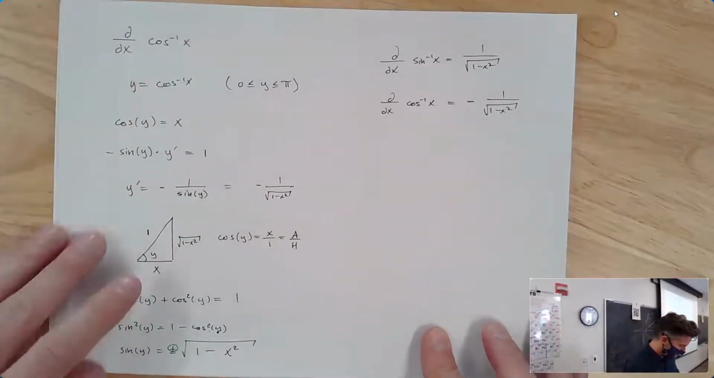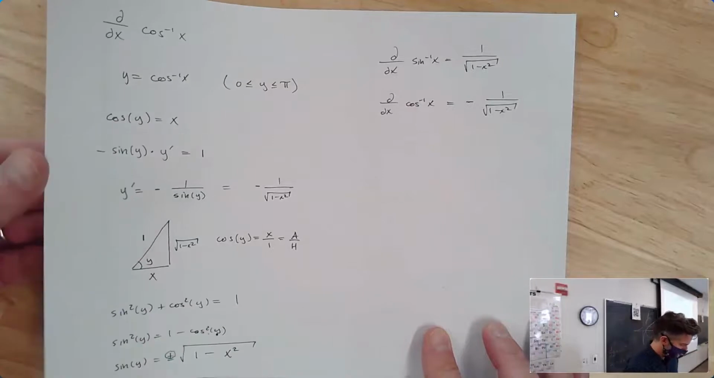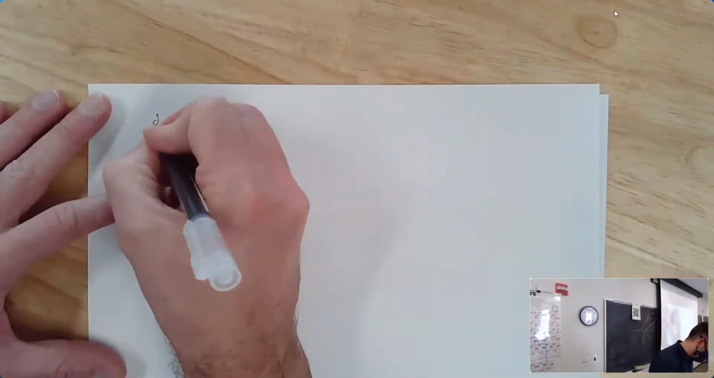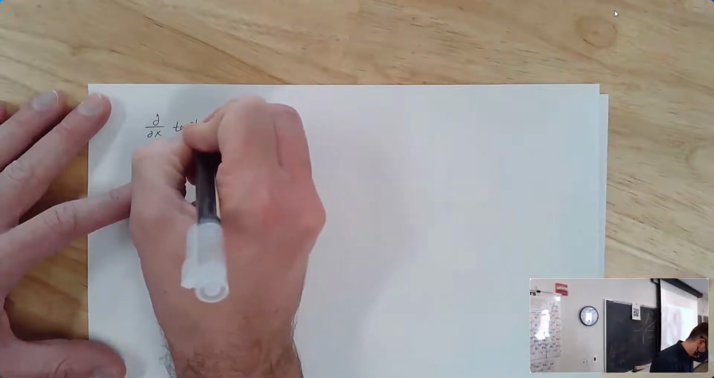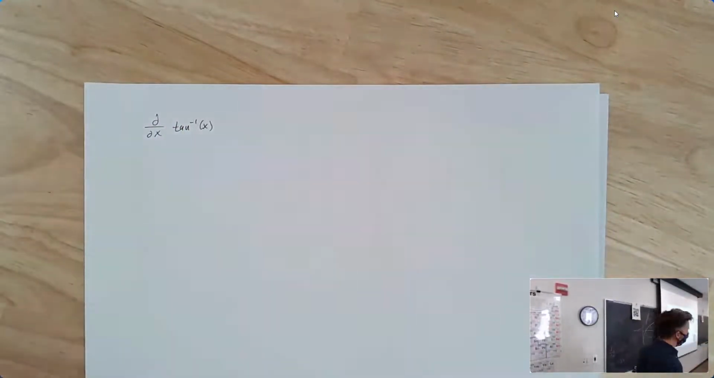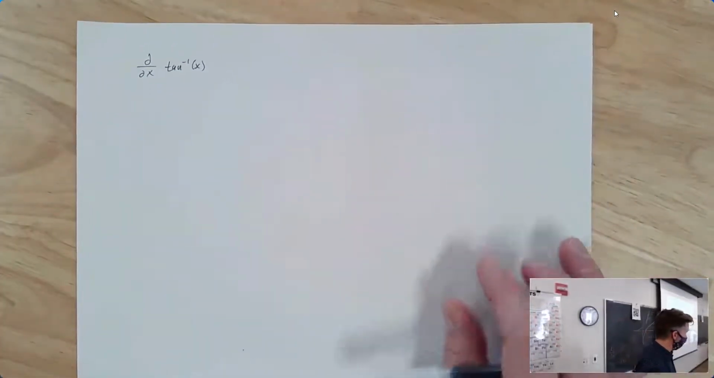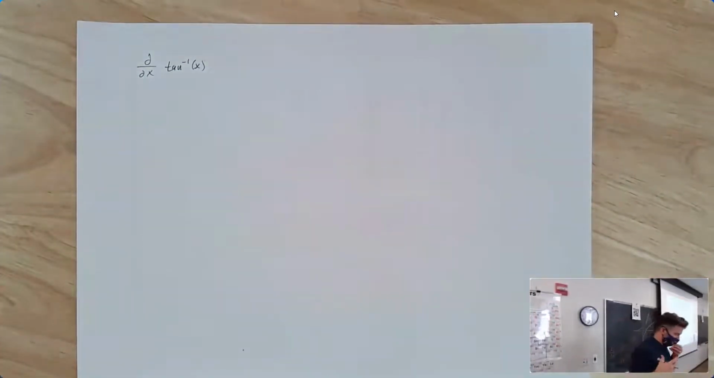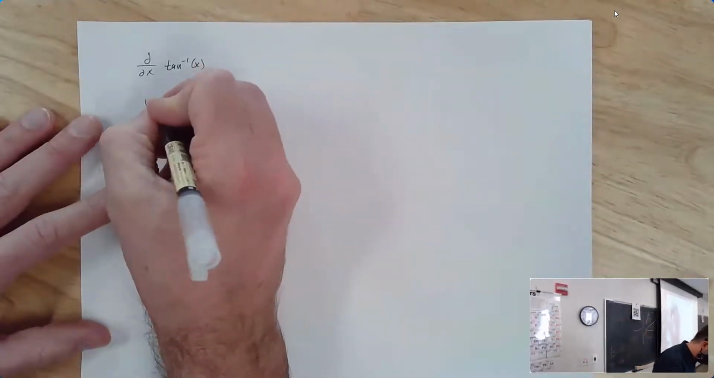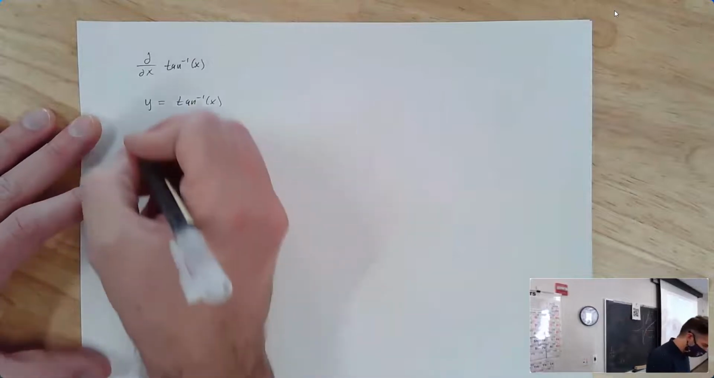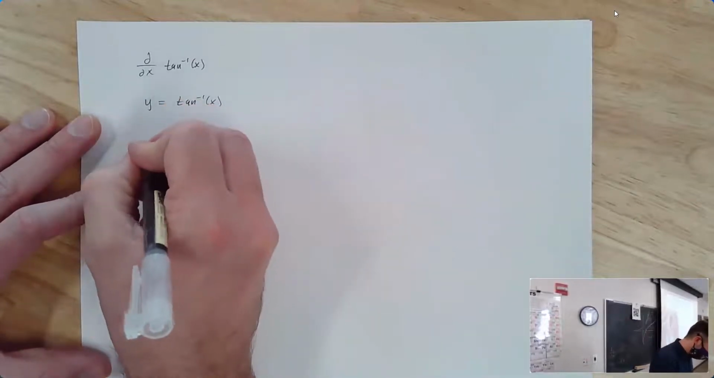So let's look at the next one. Let's look at inverse tangent. We're going to find the derivative of inverse tangent of x, and we're going to do this literally. At this point, I feel like you could probably do this just fine. It's literally the same steps every time. You write y equal to your inverse trig function. You rewrite it as the trig function of y equal to x.